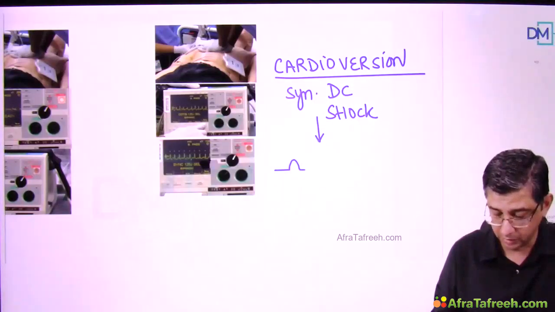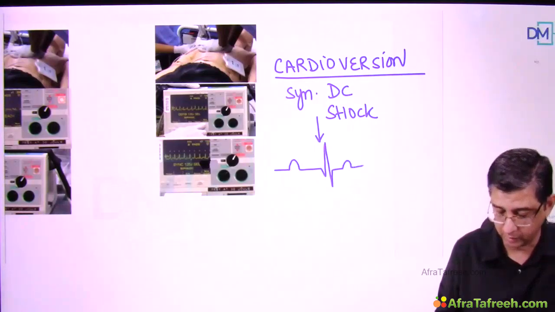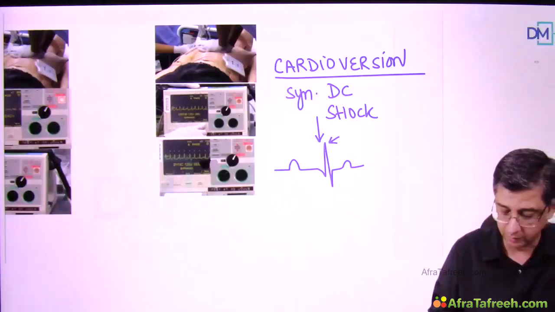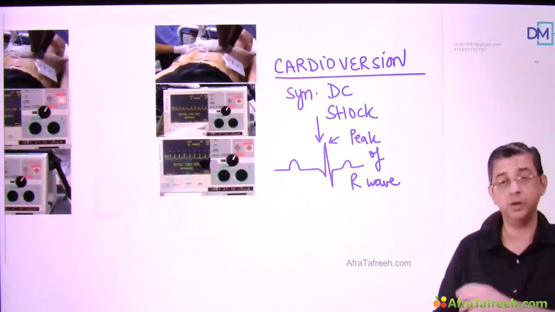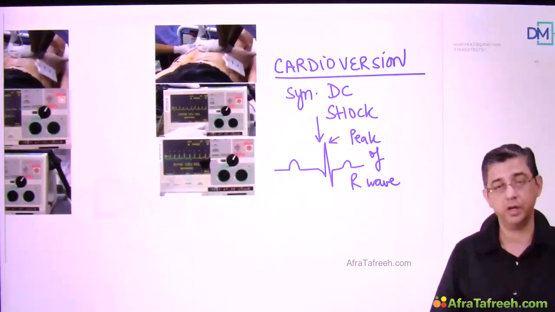I have covered this question even in the cardiology component, but because the concept came up, I have to talk about it again. Synchronized DC shock means that the impulse is fired at the peak of the R wave. Why do we do it at the peak of the R wave? Mainly because that is the time when the heart is contracting abnormally.